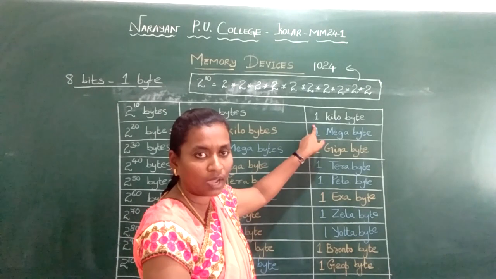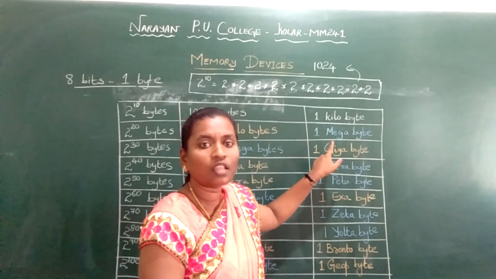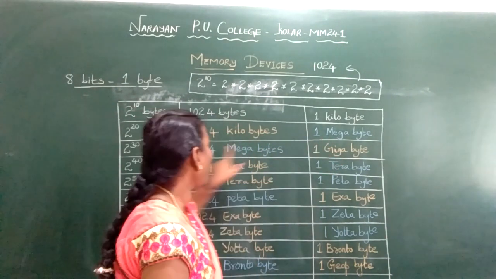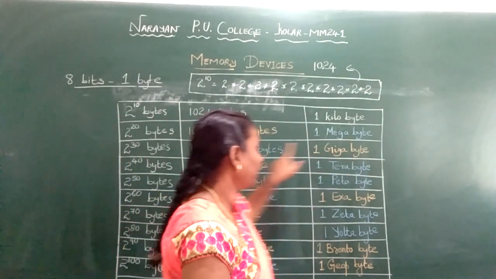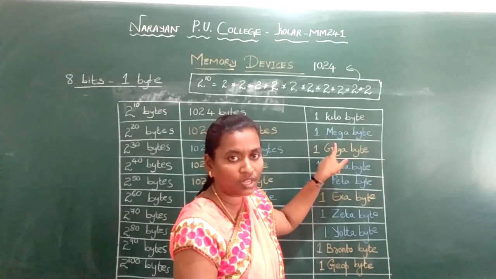1024 bytes is 1 kilobyte. 1024 kilobytes is equal to 1 megabyte. 1024 megabytes is equal to 1 gigabyte, or gigabyte, however you pronounce it.